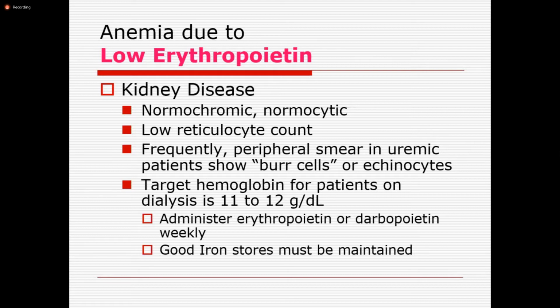Burr cells are also called echinocytes. Target hemoglobin for patients on dialysis is 11 to 12 grams per deciliter. Administer erythropoietin or darbepoetin weekly, but make sure that iron stores are very good, because if the patient is iron depleted, you administer erythropoietin, you won't see any increase in the hemoglobin concentration. Next, please.